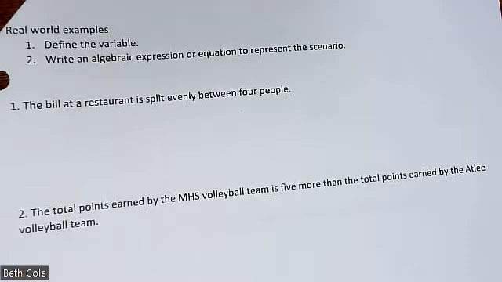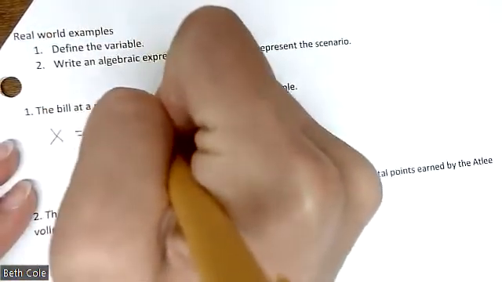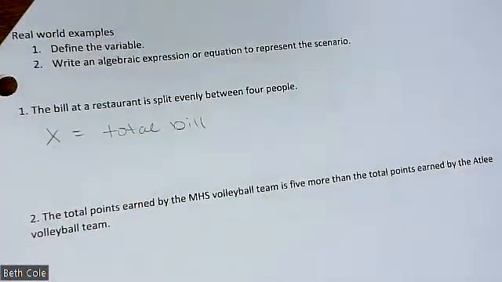So number 1, the bill at a restaurant is split evenly between 4 people. So I'm going to let X equal the total bill. So that's like when the waiter or waitress brings you your bill and it says it's $50. That's what the X represents, how much the bill costs. Now, if you want to take that amount and split it evenly amongst the 4 people, you would take X and do what to it?